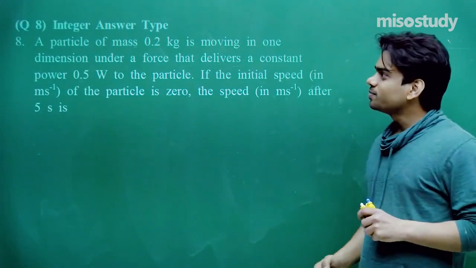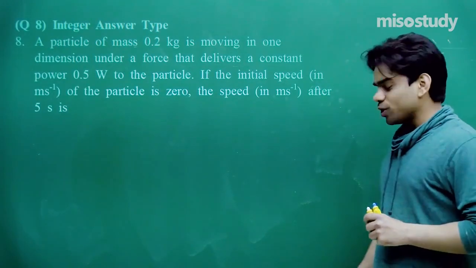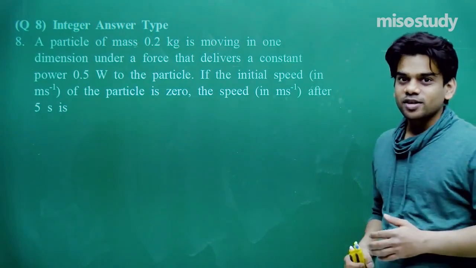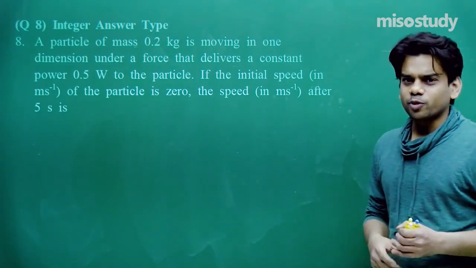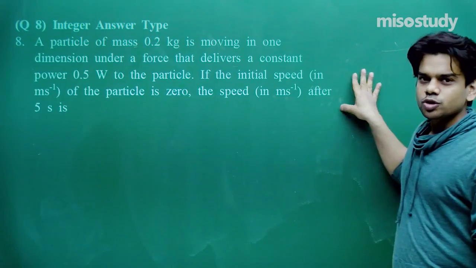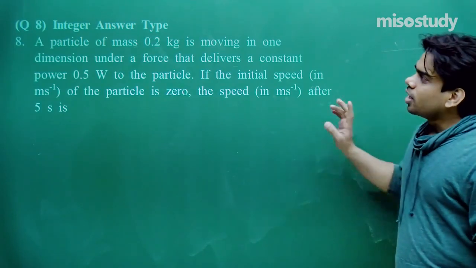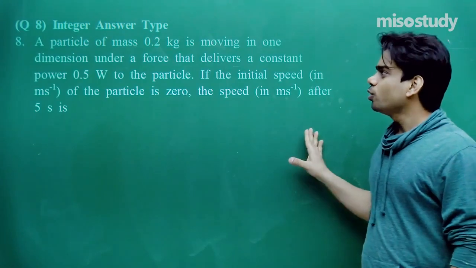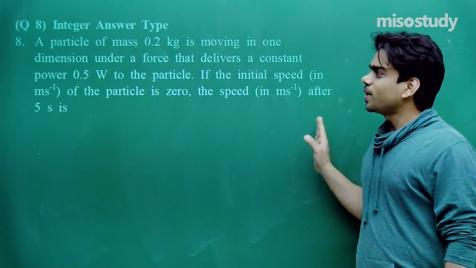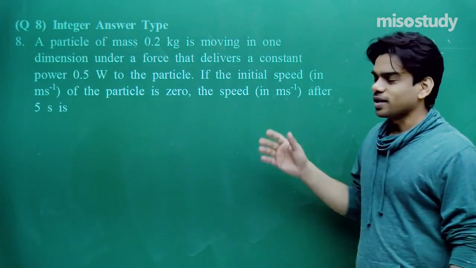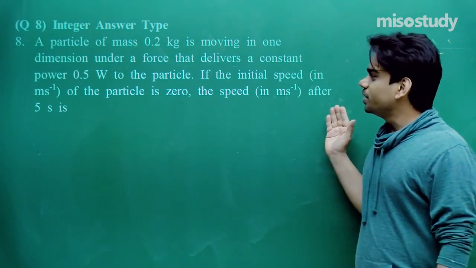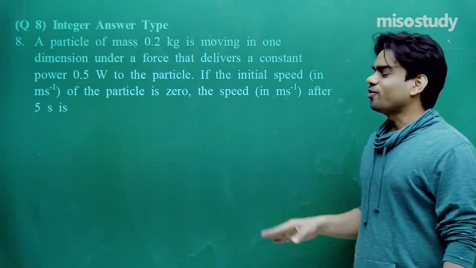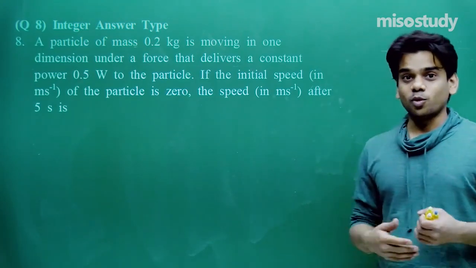Next question we have is an integer type question. This is again one different pattern that has been asked. After single choice and more than one choice, an integer type question can be asked, where you have to choose the option between 0 to 9. A particle of mass 0.2 kg is moving in one dimension under a force that delivers a constant power of 0.5 watt to the particle. If the initial speed in meter per second of the particle is 0, the speed in meter per second after 5 seconds is asked.